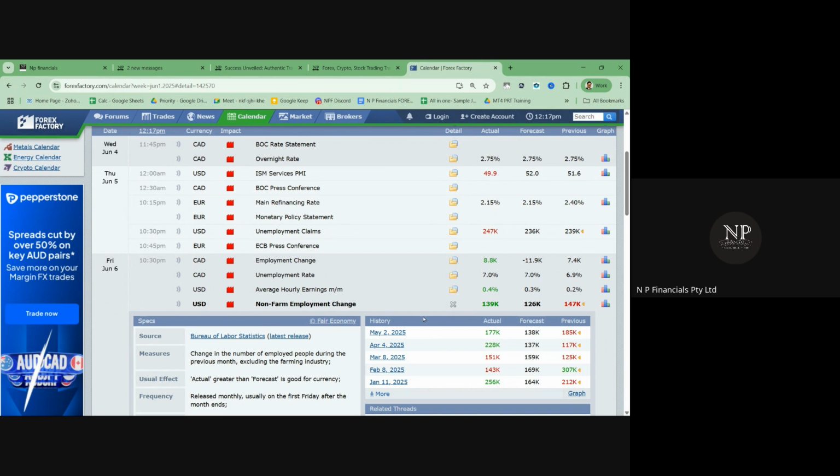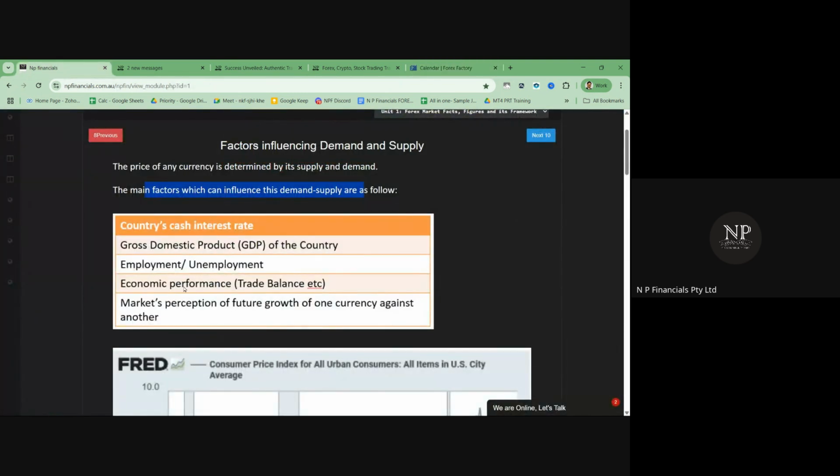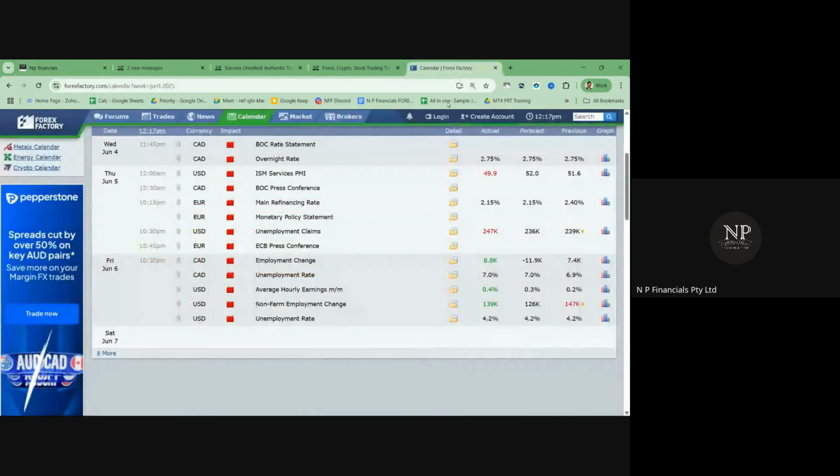This non-farm employment change, which comes under employment and unemployment, is the single most important one because it is coming from the United States. You can see that the previous was 147, and this means it is revised from 177. The forecast by the economists was 126, but the actual came as 139.